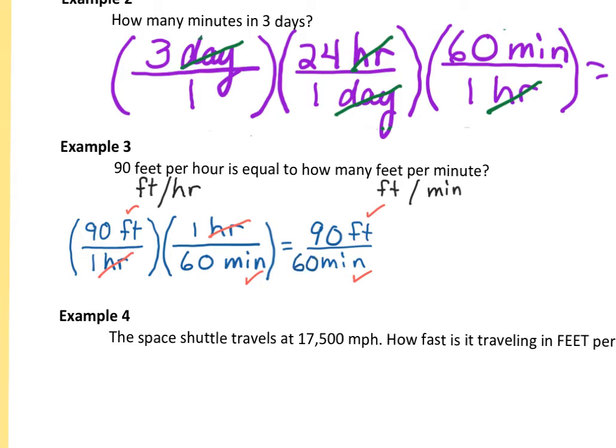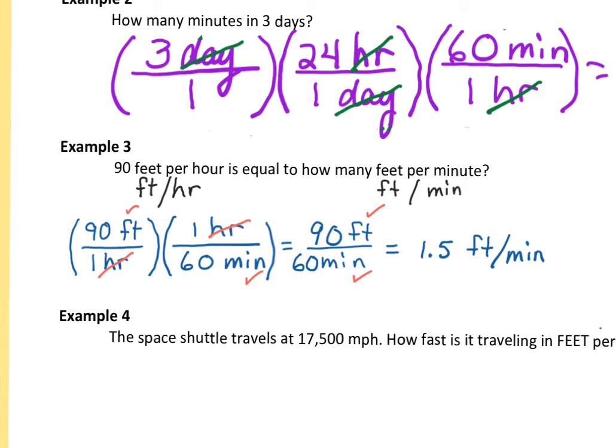And now I can evaluate my numbers. 90 divided by 60 will give me 1.5. I still have feet in the numerator, and in the denominator, I have minutes. Therefore, 90 feet per hour is equal to 1.5 feet per minute.